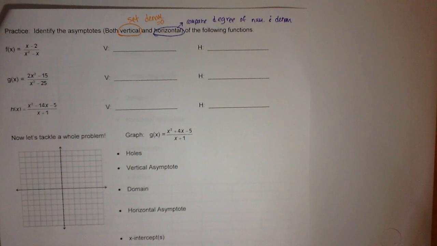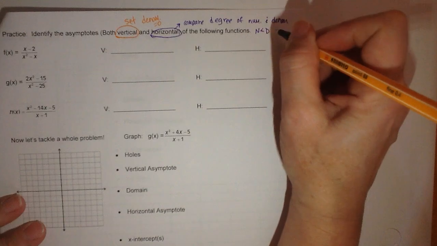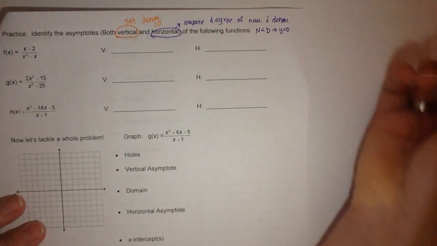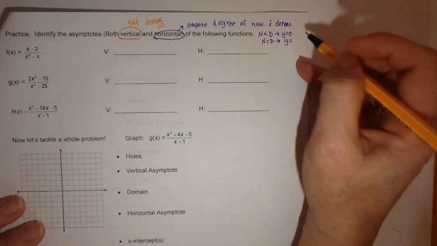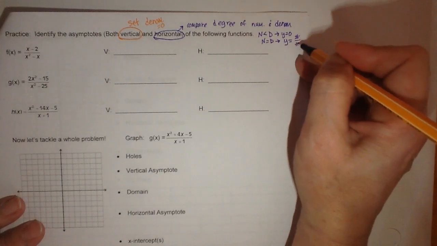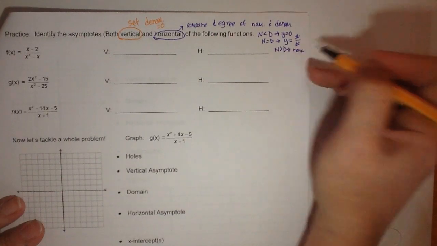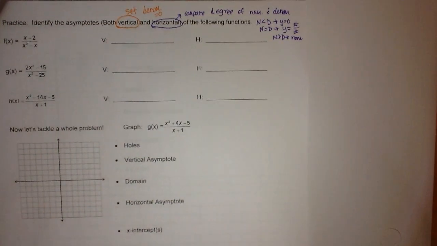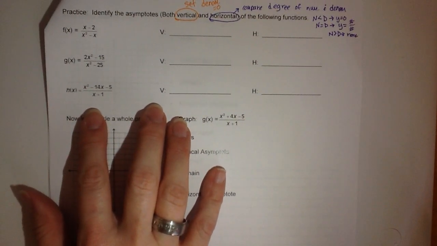Remember that if the degree of the numerator is less than the degree of the denominator, then we have a horizontal asymptote at y equals 0. So numerator less than denominator, y equals 0. If the numerator is equal to the denominator, it's y equals the leading coefficient over leading coefficient. And if the numerator is greater than the denominator, there's no horizontal asymptote. So let's do these 3 examples here.